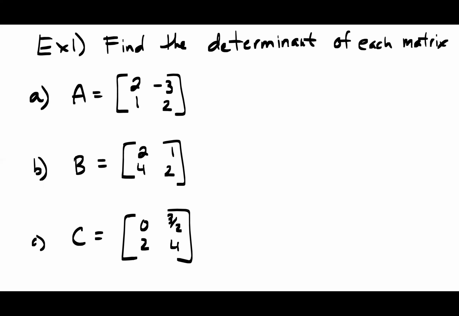Okay, we got the first one. Determinant of A is just 2 times 2. I did everything right, I just got 9. That makes sense.